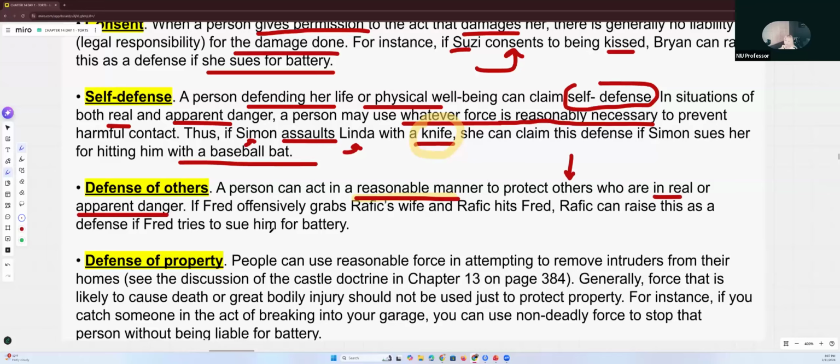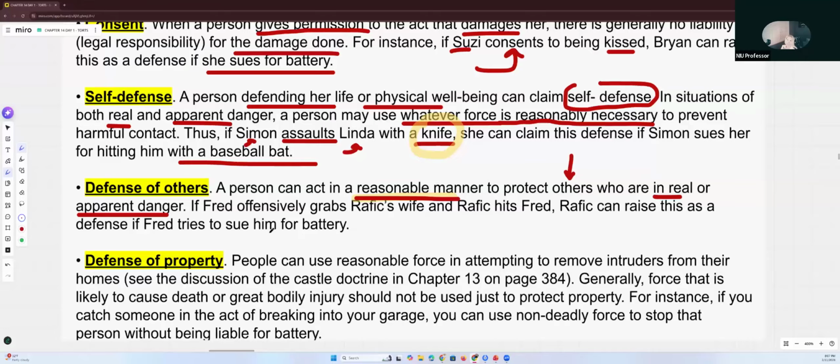Okay, so here we have Fred who offensively grabs Rafik's wife. Fred grabs the wife, and then what does Rafik do? He hits Fred. Okay, why does he hit Fred? Why is this the defense of others? Well, that's his wife. Rafik can raise this as a defense if Fred tries to sue him for battery. Rafik can only use the same amount of force that his wife would have used if she could have used it. Rafik can't use anything more excessive. He has to think that at that time he can only use what his wife could have possibly done. Okay, nothing more. No excessive force, everybody.